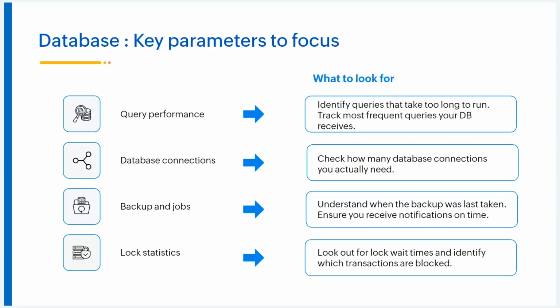And apart from that, we need to track the number of database connections on the database servers, and we need to keep track of the backup and jobs monitoring as well. So in case a job fails, we need to manually trigger it. And also along with it, we need to focus on the log statistics. So these are a few parameters that we might focus on at the database, application, or server level. And with the help of this, we can easily track the issues.